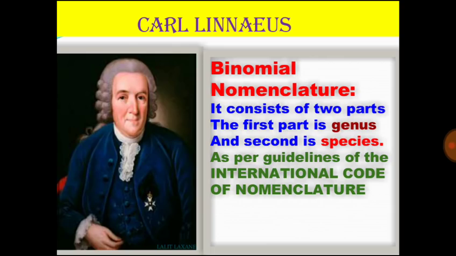It consists of 2 parts. The first part is genus and the second species. All identified organisms have been assigned a binomial name as per the guidelines of the International Code of Nomenclature. All the organisms of a species are so similar that irrespective of differences in color, height, habitats and habits, they can reproduce among themselves and form new individuals like themselves. For example, all domestic cats in the world belong to the same species. The same is true in the case of animals like hen, cow, dog, etc., and plants like mango, wheat, maize, etc.